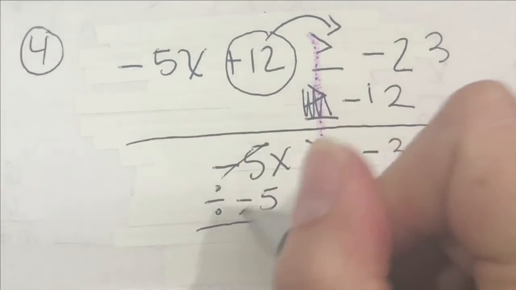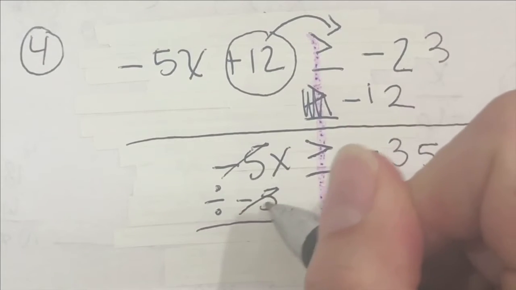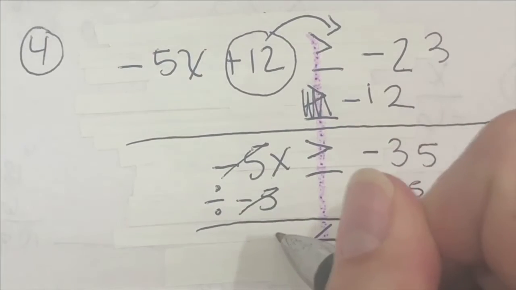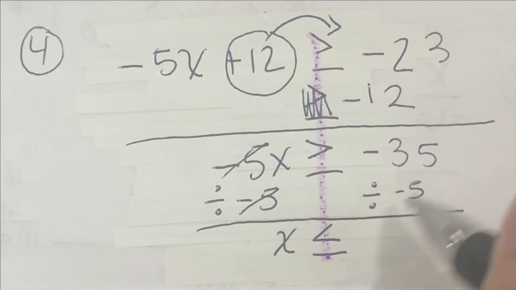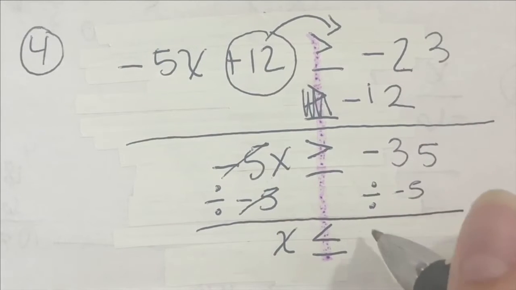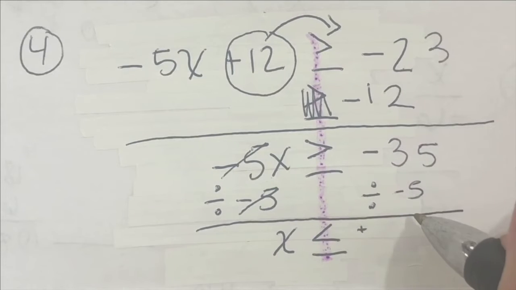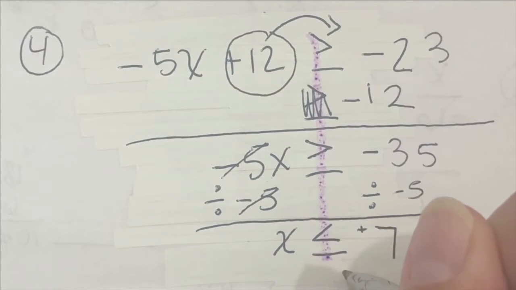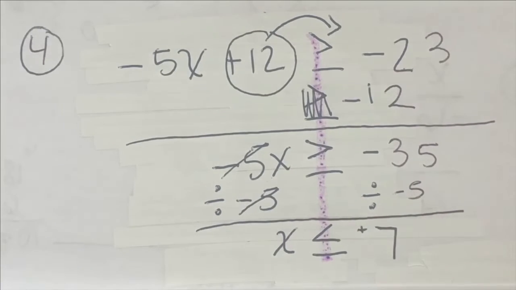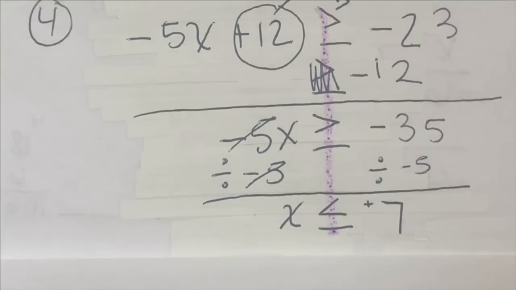The negative 5 being multiplied cancels out with the negative 5 being divided, and we're left with just x. And then negative 35 divided by negative 5, we're going to wind up with a positive answer. 35 divided by 5 is 7. So x is less than or equal to 7. And we can go ahead and graph that.